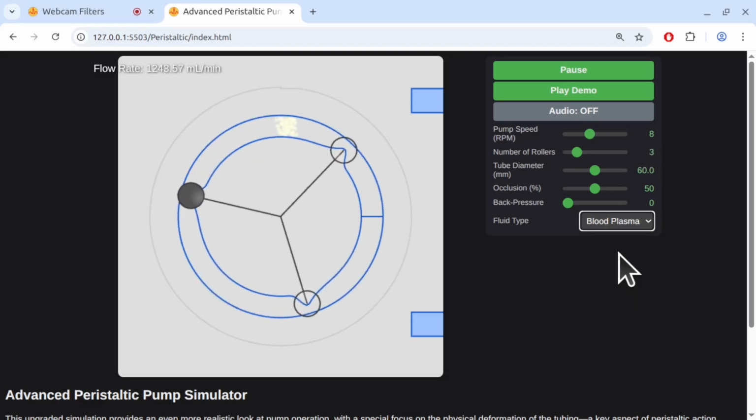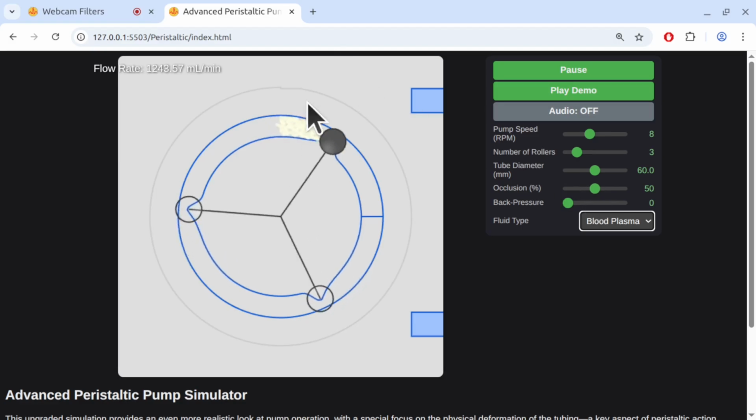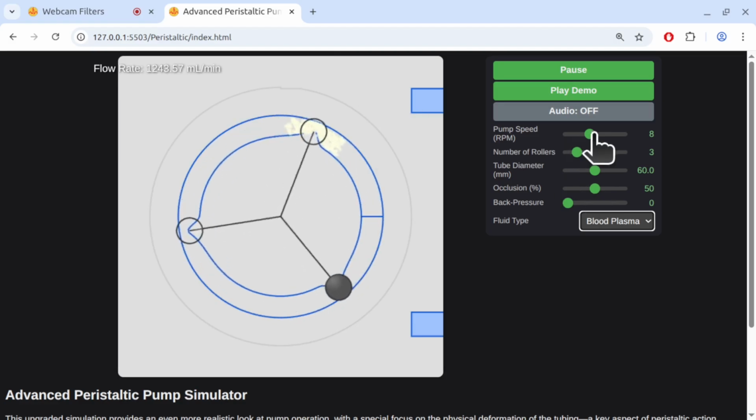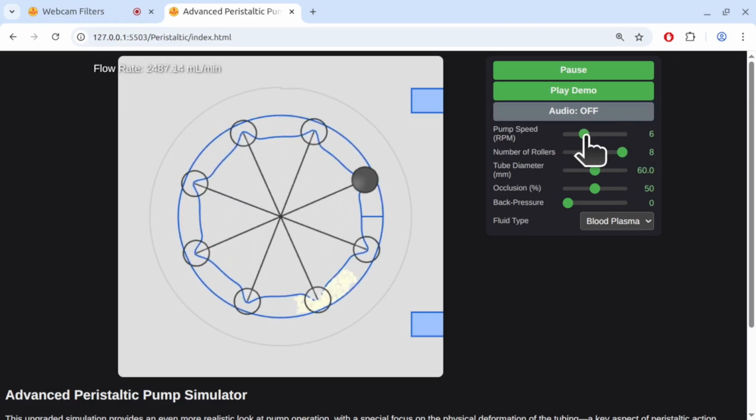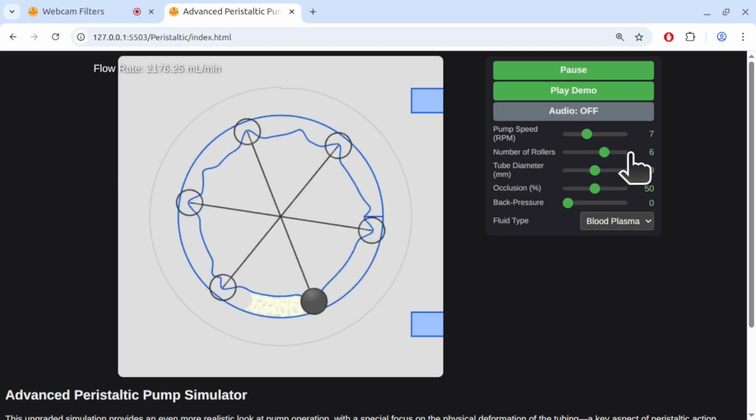Blood plasma. So it's injecting them in one location. Increase the speed. Anyway, it works pretty well.